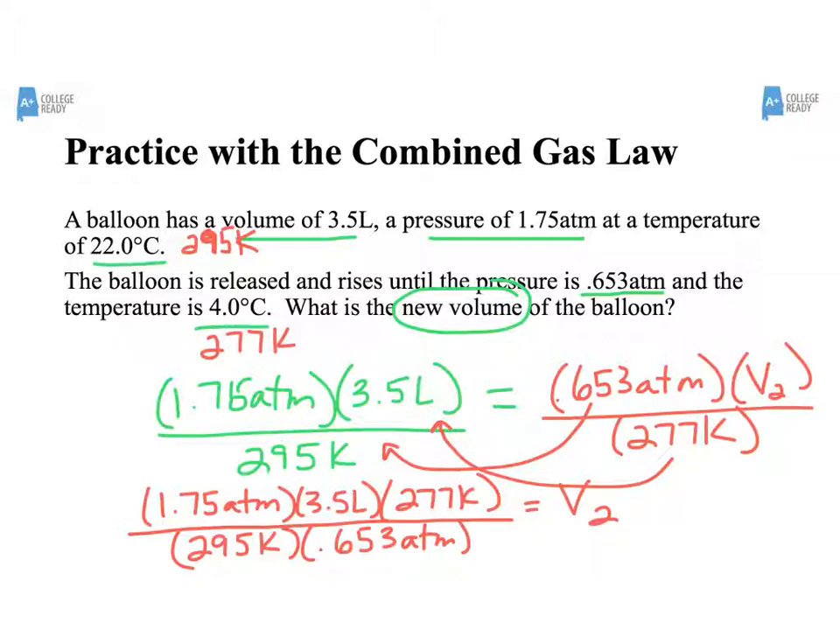Now, if you set this up correctly, your units should cancel out. We have ATMs on the top, ATMs on the bottom, Kelvins on the top, Kelvins on the bottom, and we are left with a unit of liters, which makes sense since we are trying to calculate a volume. And now we just type all of that into our calculator, and we find that the new V2 is equal to 8.81 liters. Always watch your sig figs. There's your calculation for the combined gas law.